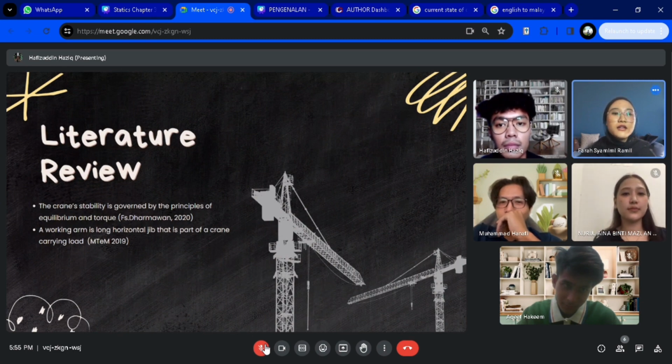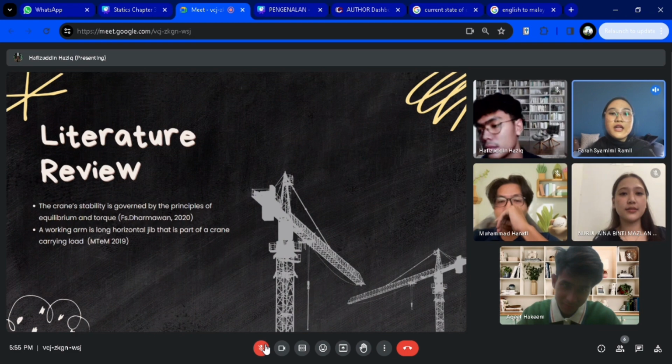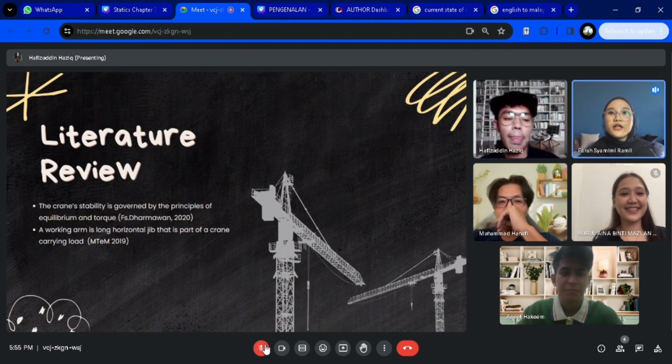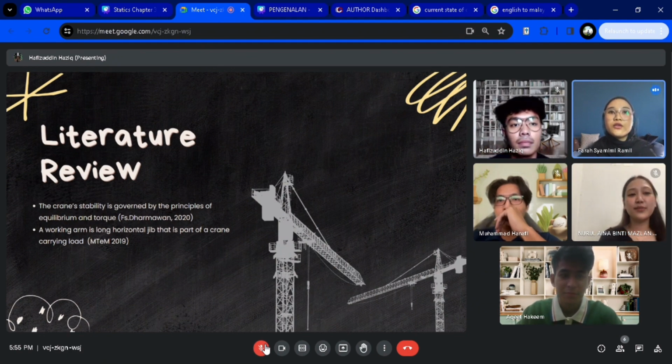It stated that a working arm is one horizontal jib that is part of a crane carrying a load. There is a trolley connected to the jib that moves the load along the arm. The trolley is attached to a hook that includes a motor for load lifting control. So I think that's all for me. I will pass to the next presenter.